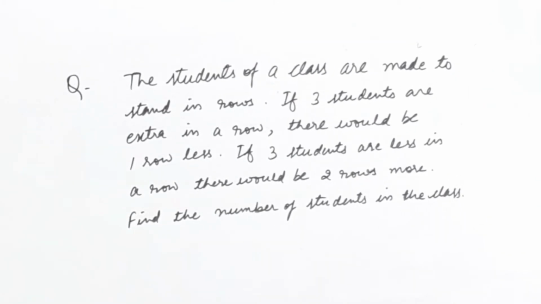In the next question, the students of a class are made to stand in rows. If 3 students are extra in a row, there would be 1 row less. If 3 students are less in a row, there would be 2 rows more. Find the number of students in the class.